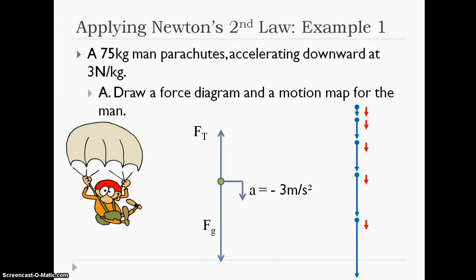Notice on here that in the problem, they did not actually tell me that the acceleration was negative. I put that on my drawing as negative because my coordinate system is going to have down as negative and up as positive. So that's why I added the negative sign in there.